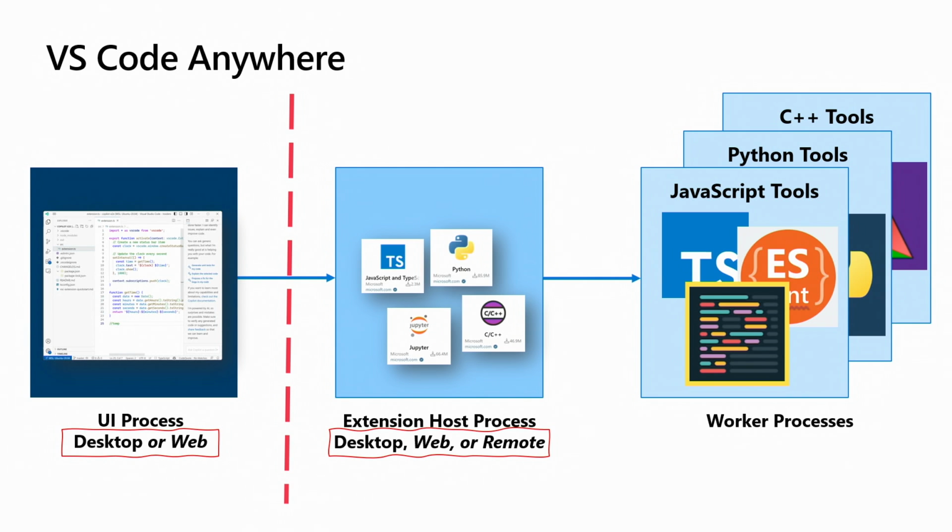Another key feature that this model unlocks is portability. We can run processes pretty much anywhere we want, even on other remote machines. So I could have my extensions running in desktop, or I could have them running on another machine, or even in the browser. And with the UI running in Electron, I can also serve the front end in the browser too.